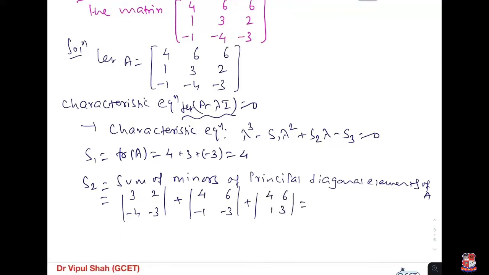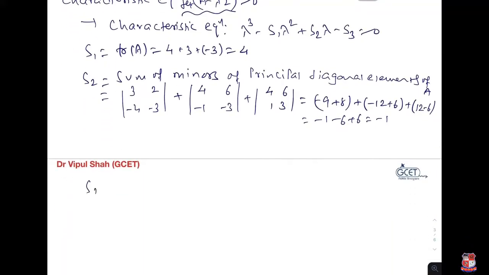And it is easy to find the determinant. This is minus 9 plus 8. The next, minus 12 plus 6. Next, 12 minus 6. And then we can easily find this is minus 1, minus 6, plus 6, and so that is minus 1. What is S3? S3 is the determinant of A.